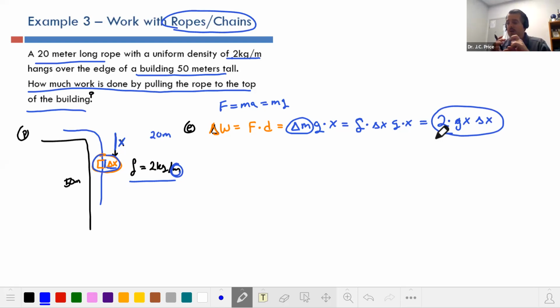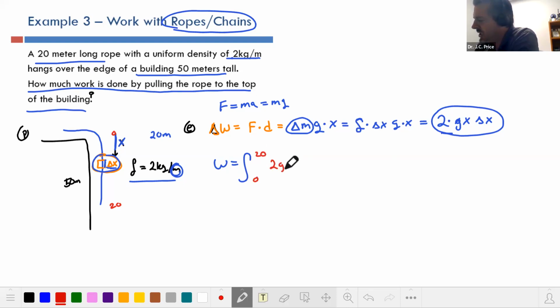Now I'm just going to take all those little pieces of work and add them up. So the work is equal to, and I'm going to integrate, and it's basically going to go from 0 to 20. That's the length of the rope, right? So it goes all the way down to 20. And so I have the integral from 0 to 20 of 2gx, and the delta x becomes a dx. And now I can compute the amount of work just by simply integrating.